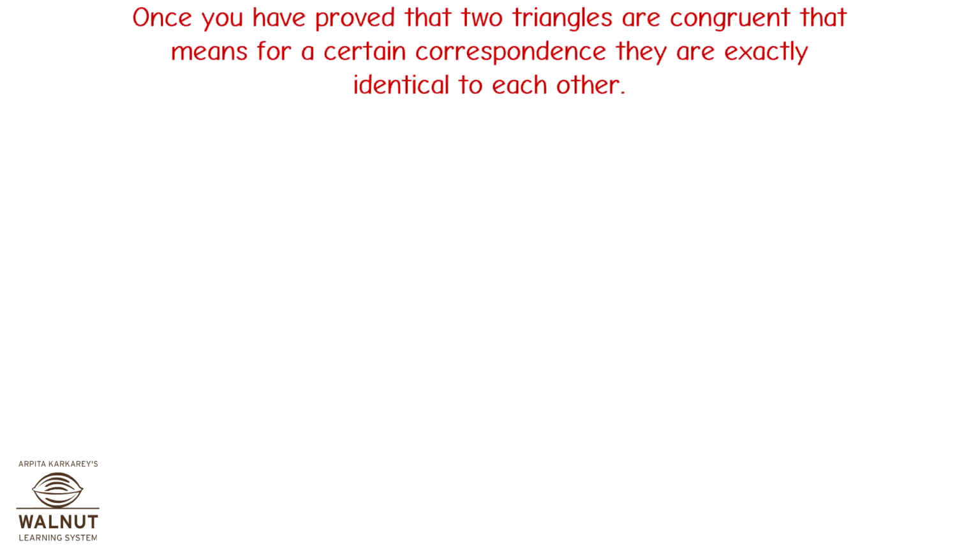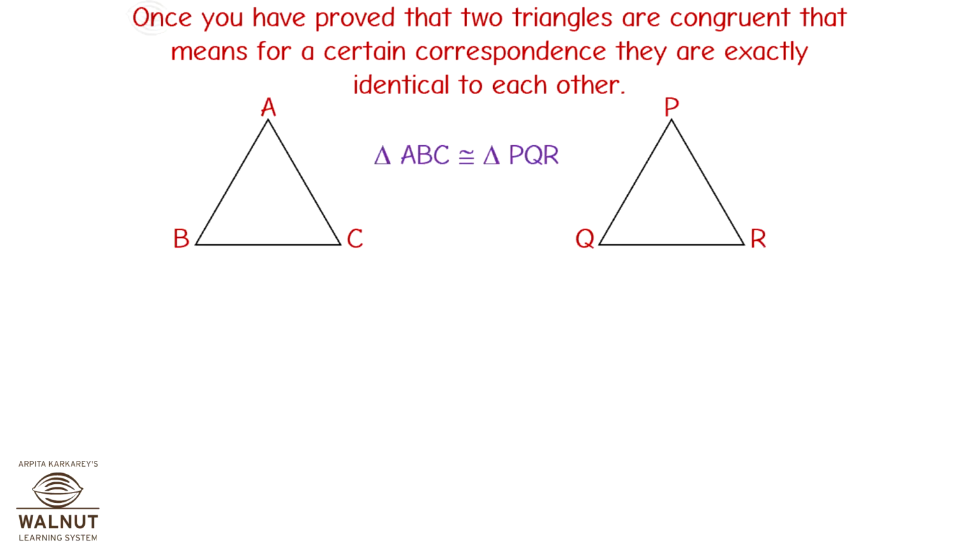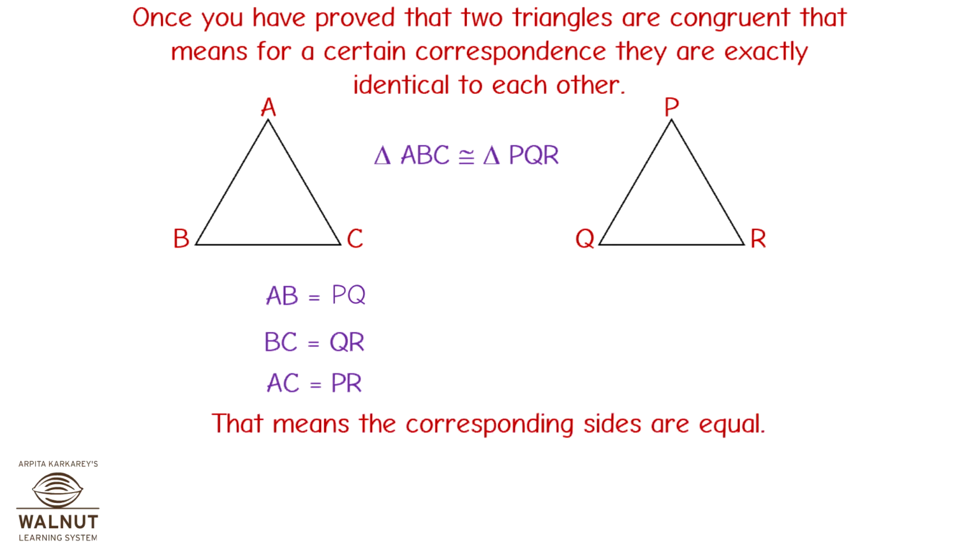Once you have proved that two triangles are congruent, that means for a certain correspondence they are exactly identical to each other. Triangle ABC is congruent to triangle PQR. AB is equal to PQ, BC is equal to QR, AC is equal to PR. That means the corresponding sides are equal.